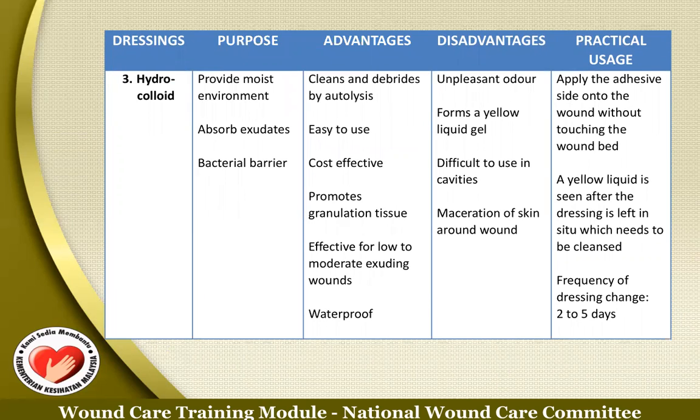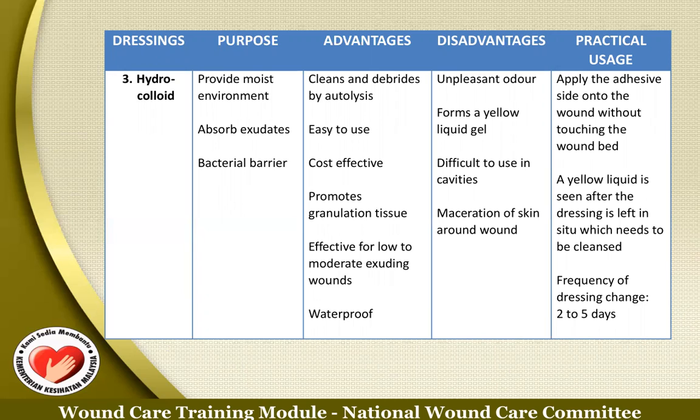Third, hydrocolloid dressing. It provides a moist environment, absorbs the exudate, and it's also a bacterial barrier. It cleans, debrides by autolysis, is easy to use, very cost effective, promotes granulation tissue, is effective for low to moderately exudating wounds, and is waterproof. Its disadvantages include that it might have an unpleasant odor and also forms a yellow liquid gel, and it is difficult to use in a cavity because it is always in sheet form.